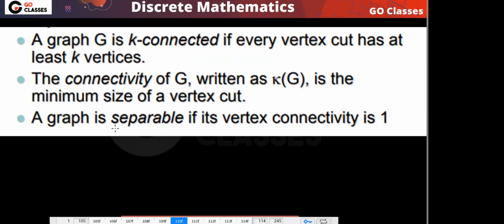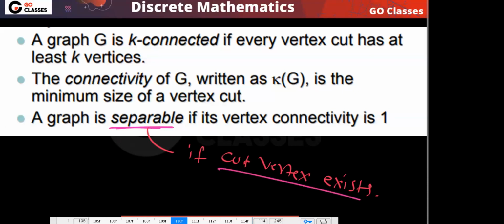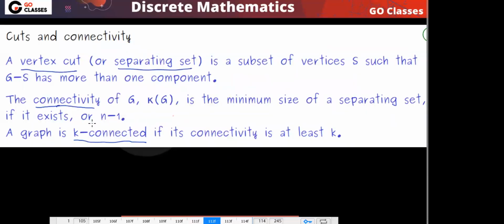And when can you say a graph is separable? A graph is separable if your connectivity number is 1. Then we will say that your graph is separable. Basically, your graph is separable if a cut vertex exists. You can separate the graph because a cut vertex exists. So this is the complete idea. I hope all these concepts are clear.